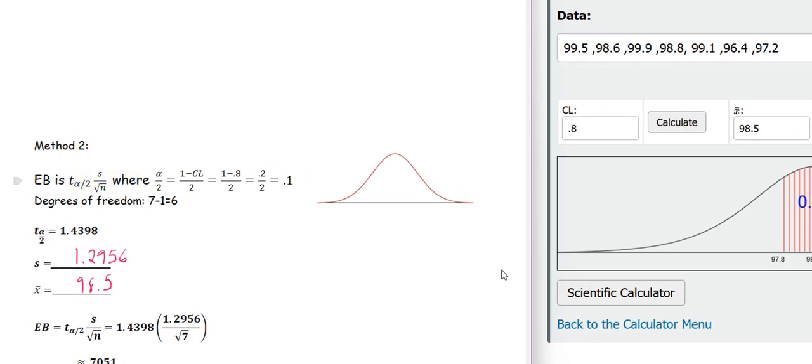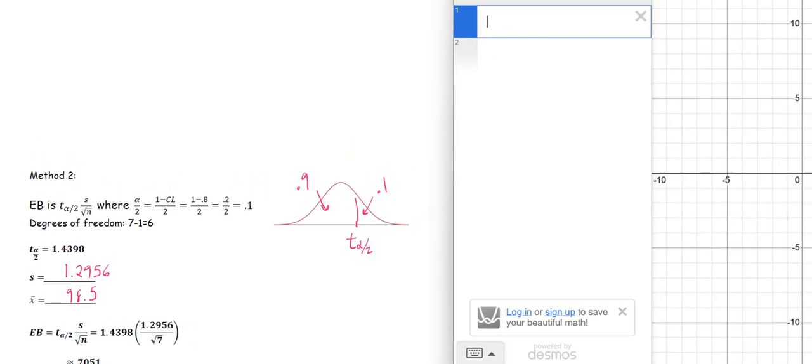Alpha in this case is 0.8. So when I compute 1 minus the confidence level and divide by 2, I get 0.1. So what that means is this is t sub alpha over 2. The area in this tail is 0.1. And so the area over here is 0.9. So I'm going to find t sub alpha over 2 using Desmos.